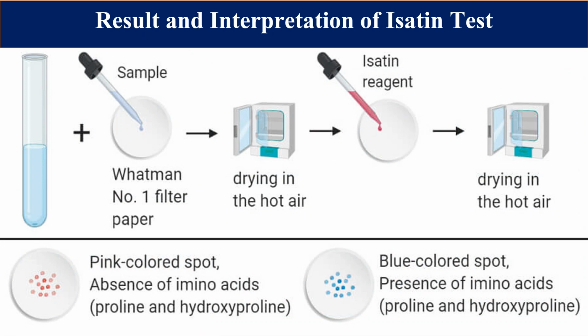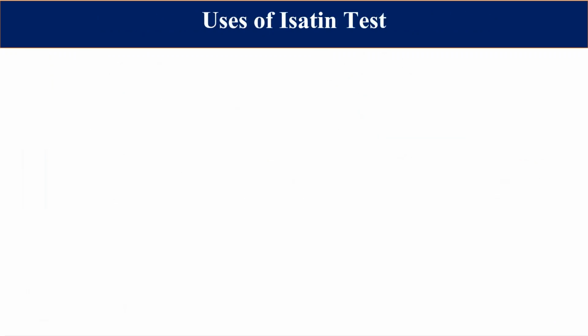We are going to have Whatman filter paper. From this one we have taken a sample. On this filter paper we have kept it. We are going to dry it in the hot air oven. Then we put one drop or a few drops of Isatin reagent, and dry again in the hot air oven. Then you see which type of spot forms. If a blue color spot forms, it means hydroxyproline and proline are present. If a pink color spot or any other color forms, it means those amino acids are absent, or other amino acids can be present.